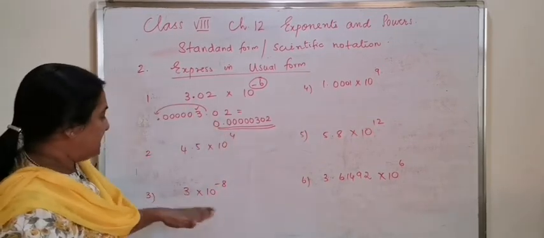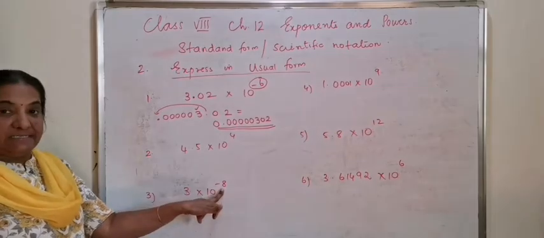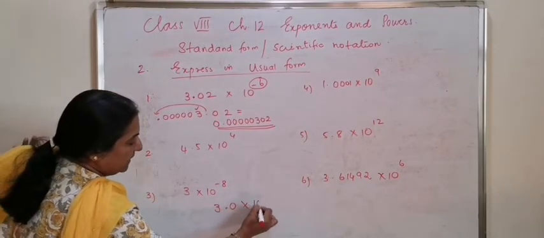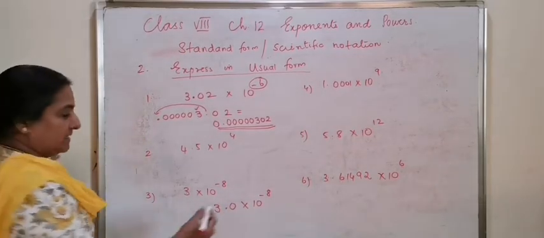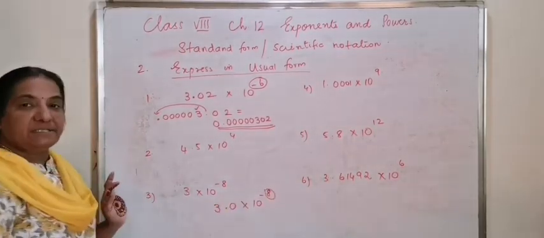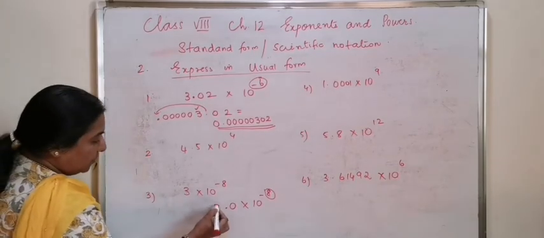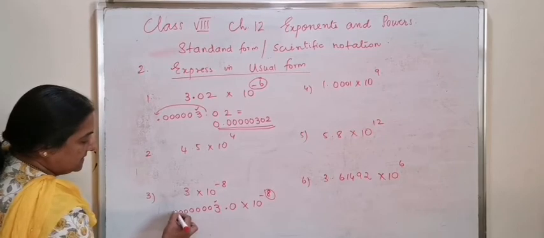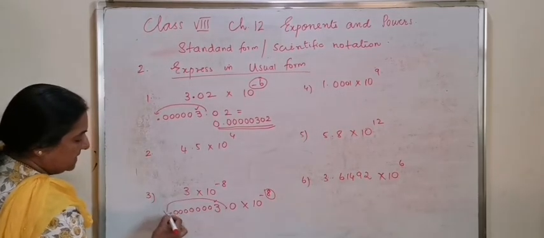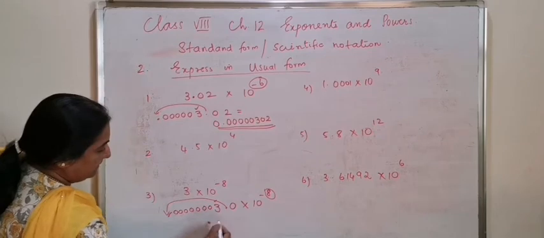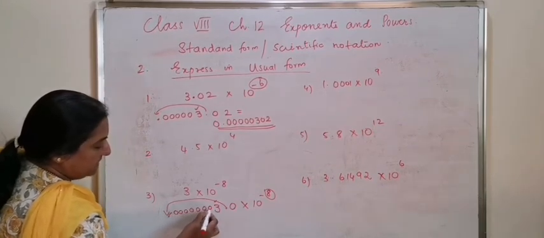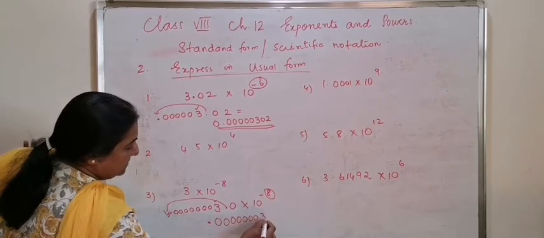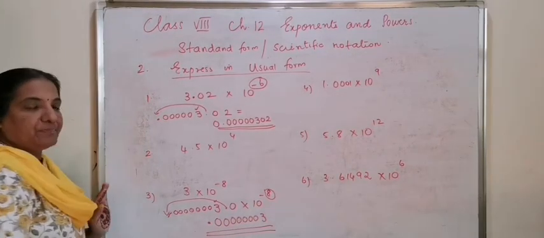With negative powers, see here, 10 to the power of minus 8. 3 can be written as 3.0 into 10 to the power of minus 8. That means you have to shift 8 places to the left. So 1, 2, 3, 4, 5, 6, 7, 8. And the decimal, which shows a point, then 1, 2, 3, 4, 5, 6, 7 zeros, and 3. That will be the answer.